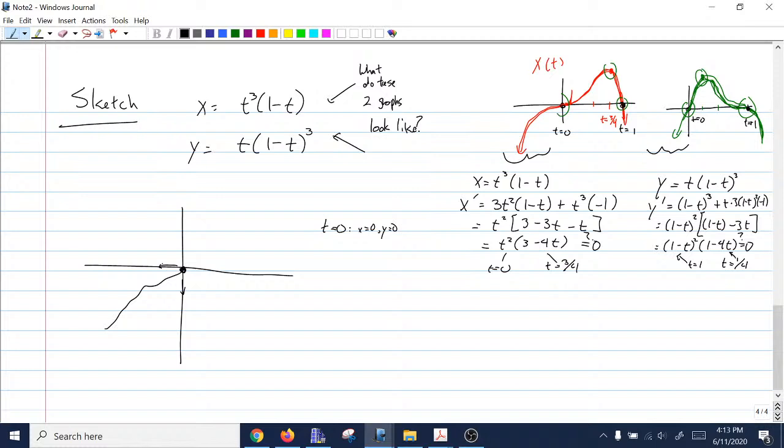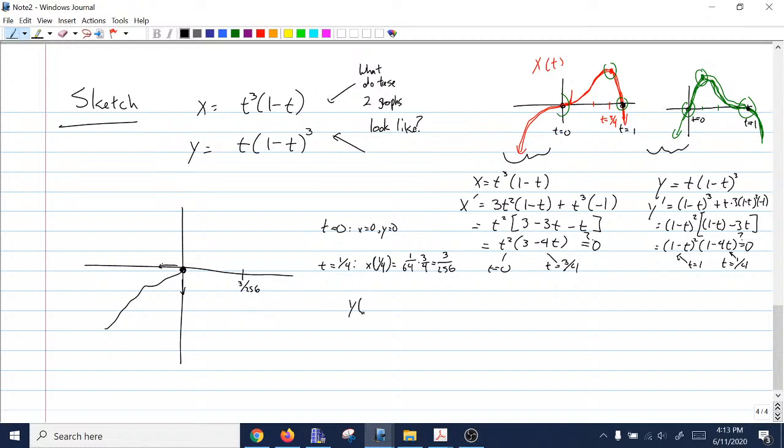What happens next? Our next point of interest is t equals 1/4. At t equals 1/4, I haven't plugged in either of these numbers. X of 1/4 is 1/4 cubed, which is 1 over 64, times 3/4. I get 3 over 128? No, 256. Ooh, that's a tiny number. 3 over 256 is our x coordinate.